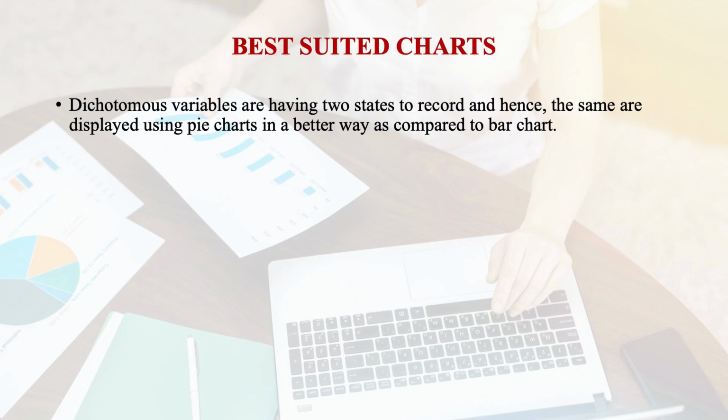So it is not like that any chart suits all the situations. It depends upon the type of variables, the type of data which we are handling. Likewise, if we are working with, say, dichotomous variables, and dichotomous variables are the variables which are having two states to record, that means either true, false, or say yes, no. So under that situation, it is where the pie charts are a better option to work with.